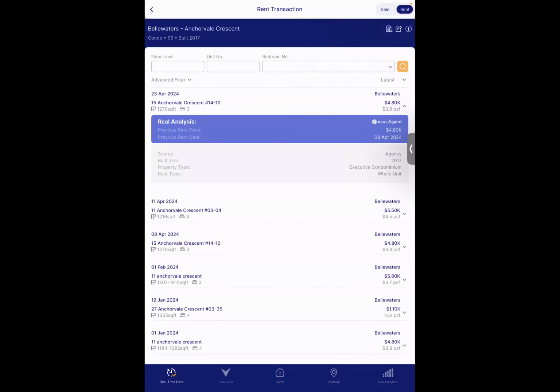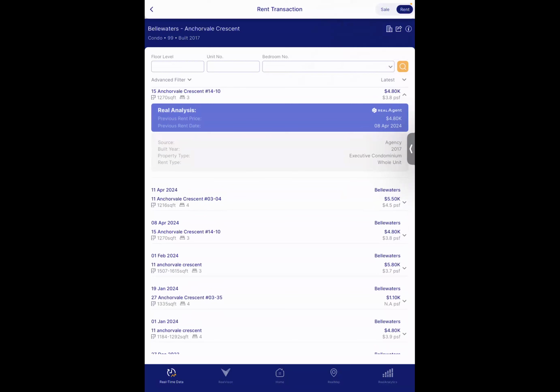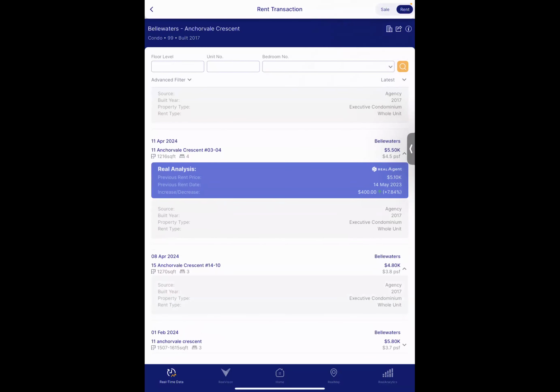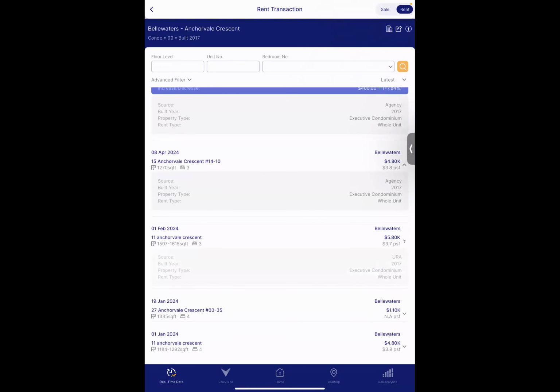So the latest rental I have is on 23rd April for block 15, 1,270 square feet, 3 bedder, rented at 4.8K. If you notice, this one has a unit number, this one has a unit number, this one has a unit number, this one has no unit number. This is because the transaction data that we have actually comes from a few sources.